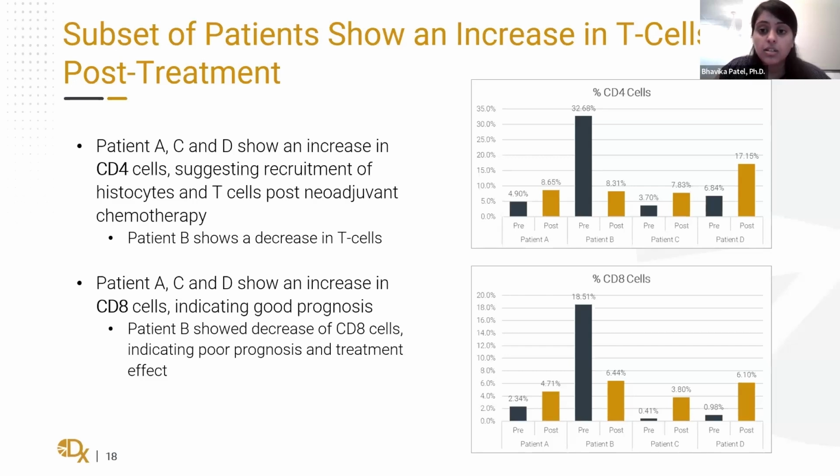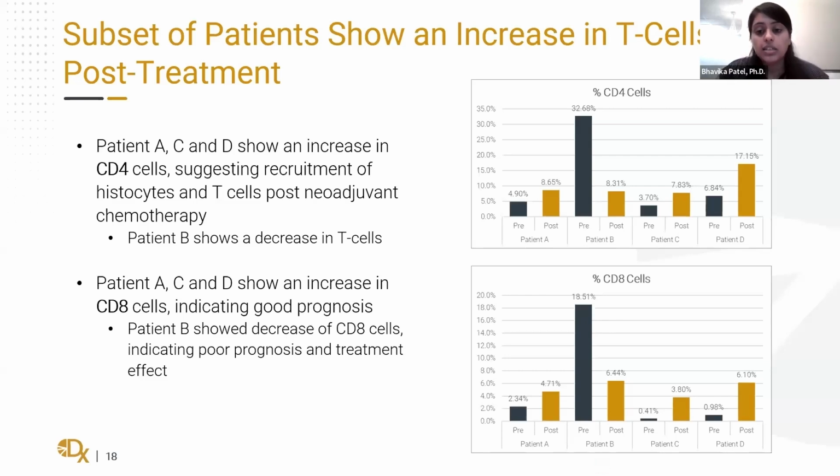Furthermore, CD8 shows an increase in patients A, C, and D, which also suggests a good prognosis for these patients, indicating their treatments may be working effectively in treating the tumor. However, we see again that patient B shows the opposite trend, which may indicate a poor prognosis. Again, more biopsies would need to be analyzed, but the main takeaway from this is that we were able to use the same multiplex panel to stain all 4 patient biopsies and investigate some prominent immune phenotypes present.